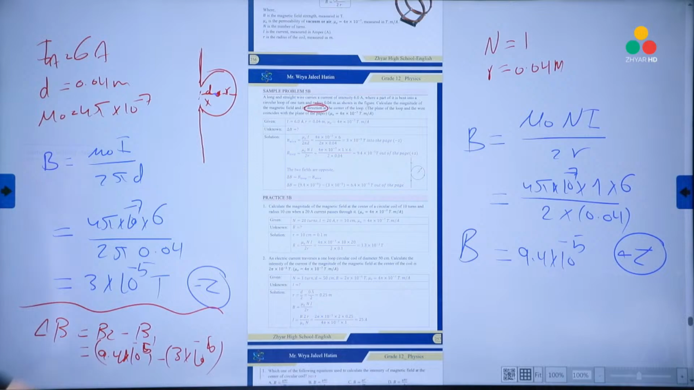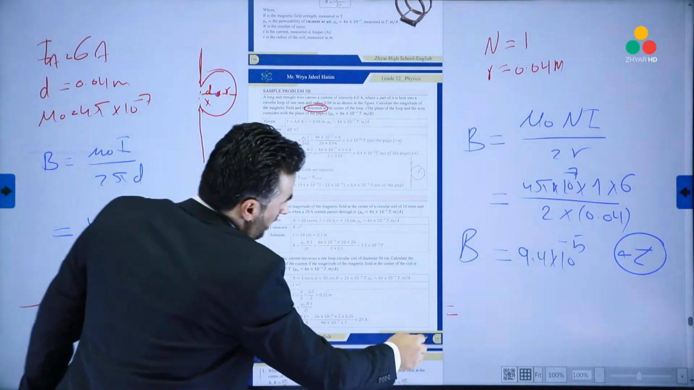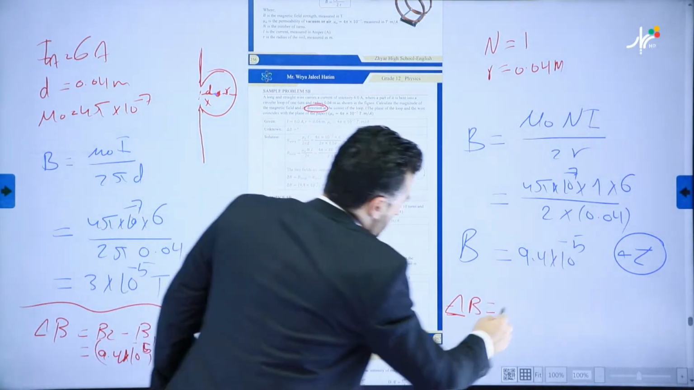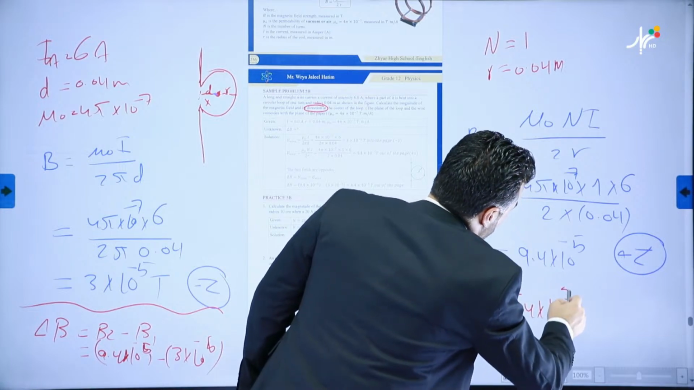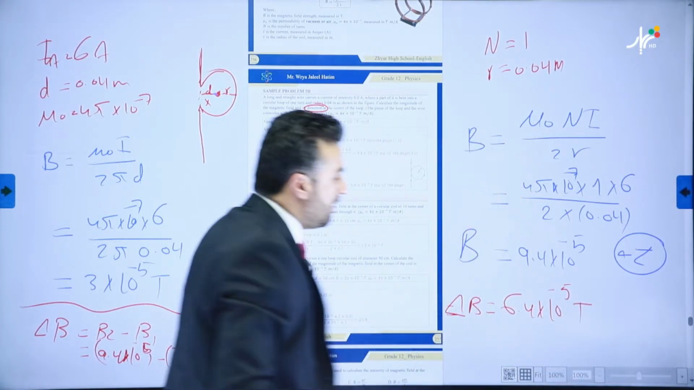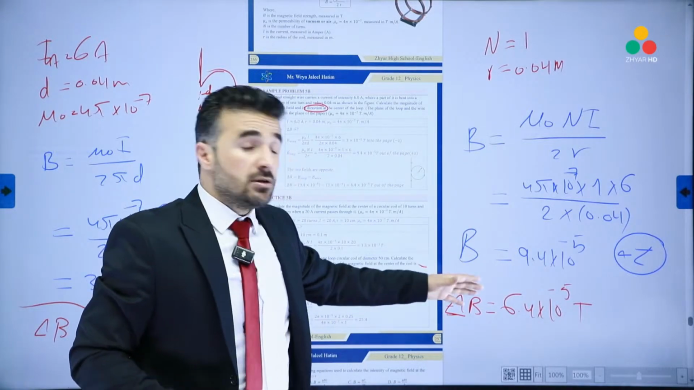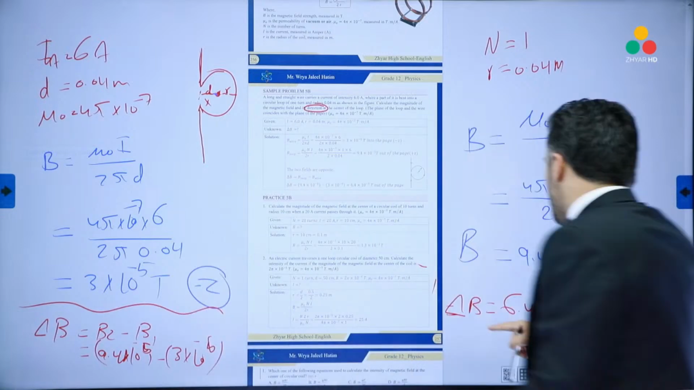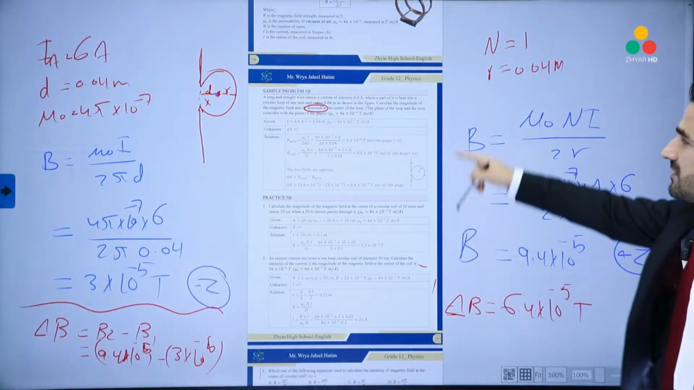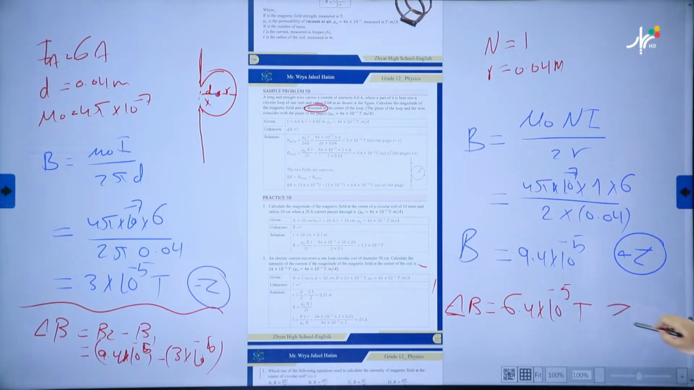9.4 minus 3 is going to be 6.4, correct? So I'll write the answer over there. Delta B equals 6.4 times 10 to the power negative 5 Tesla. But remember, because the magnetic field of the coil is bigger and the direction of the magnetic field of the coil was outward, the net magnetic field is going to be out of the page.